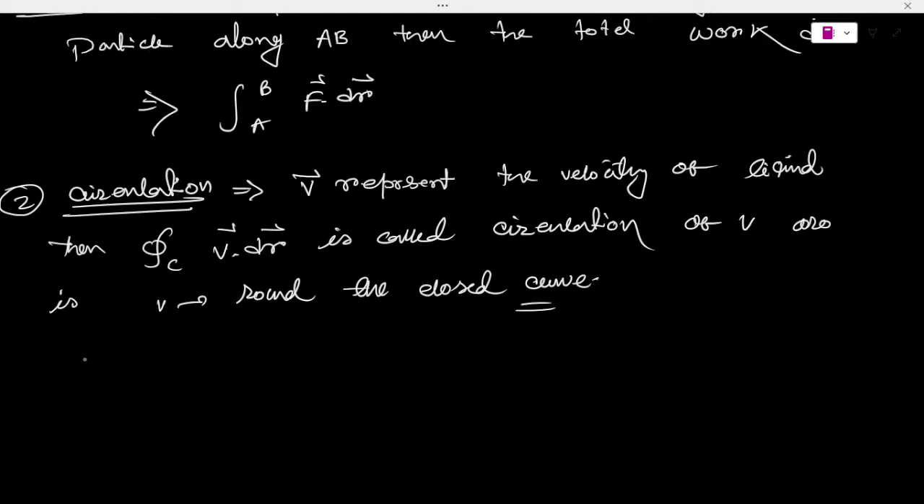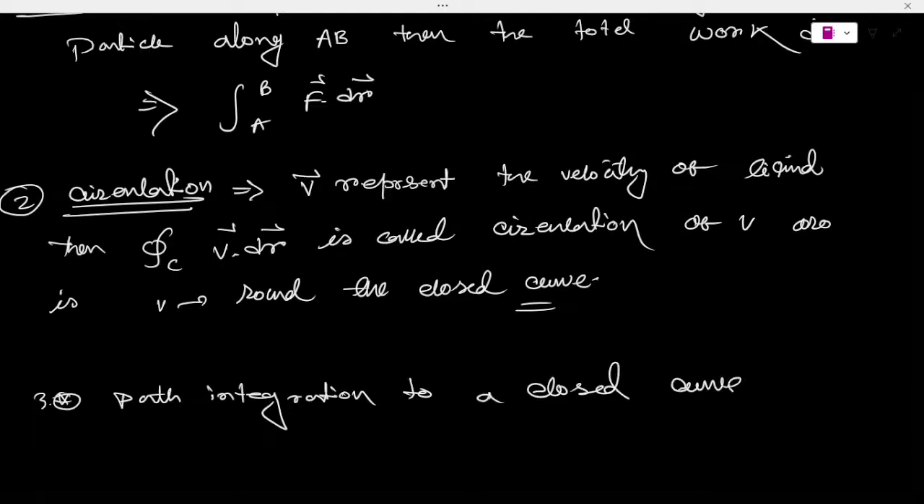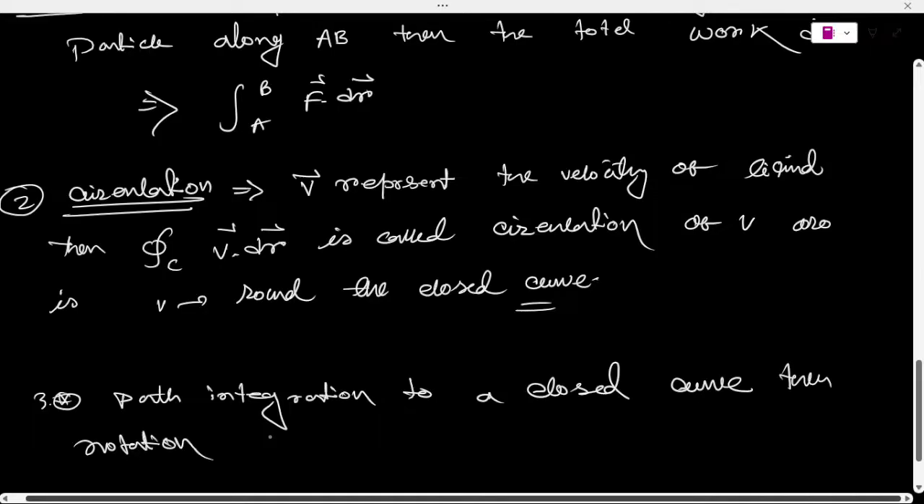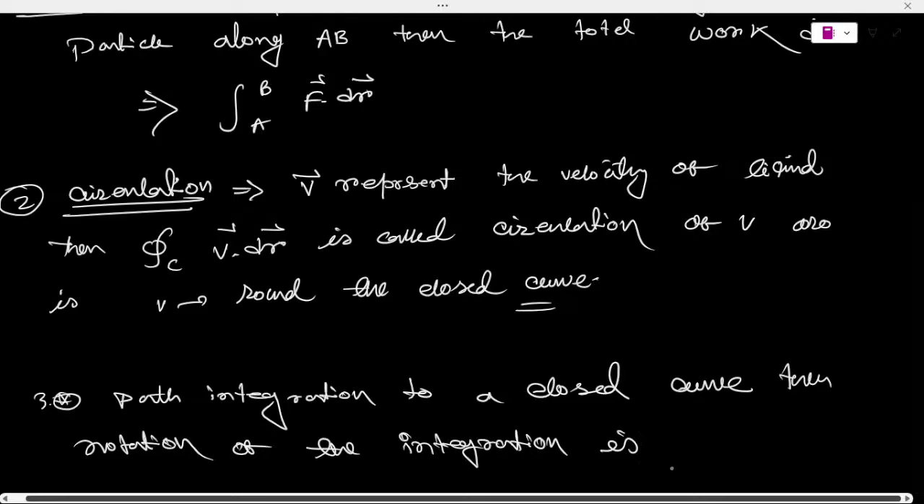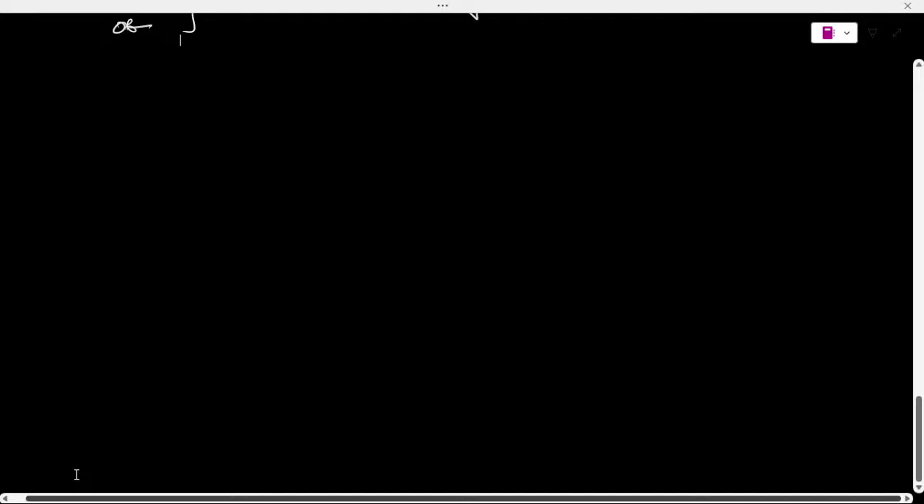Now after that, when the path integration is over a closed curve, the notation of the integration is used in place of the usual integral sign. So let's say I'm going to solve another problem.